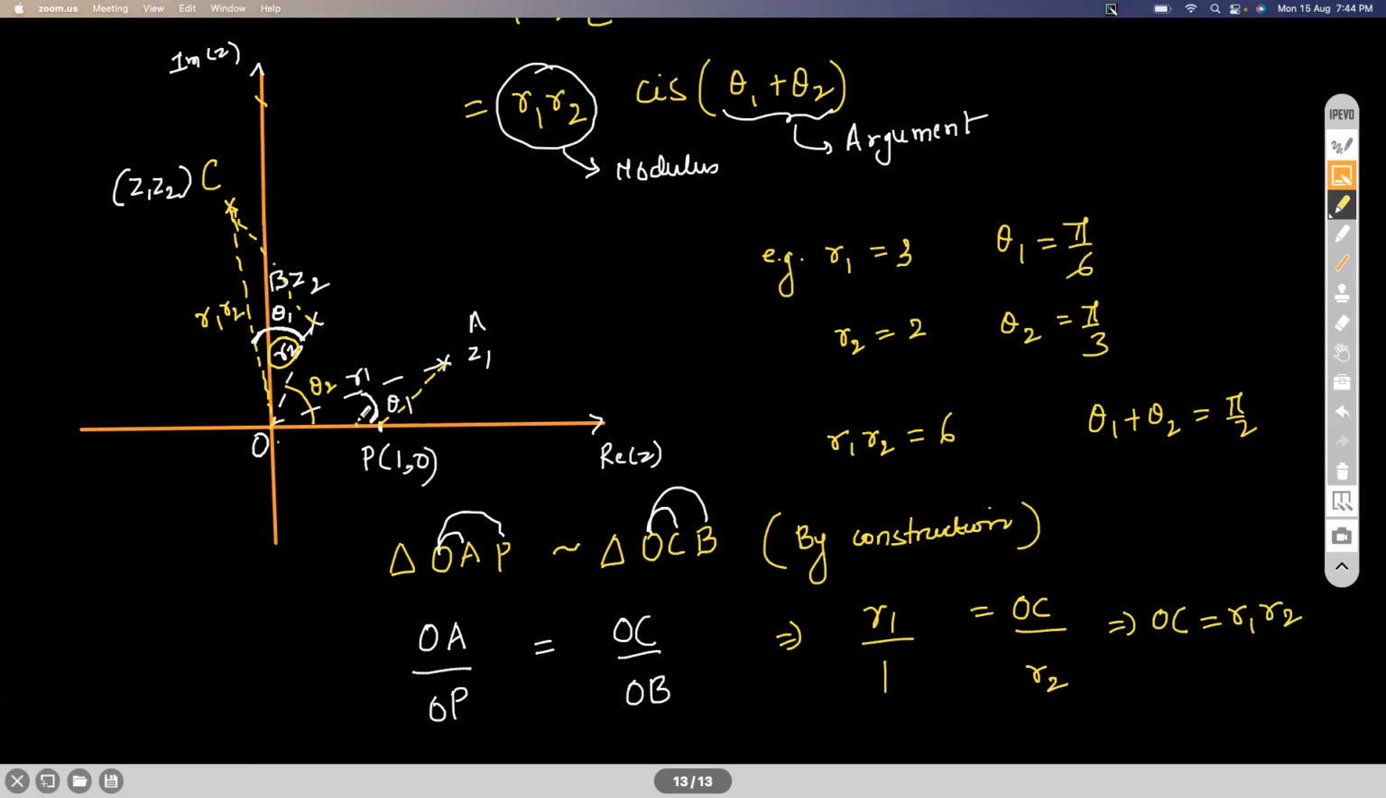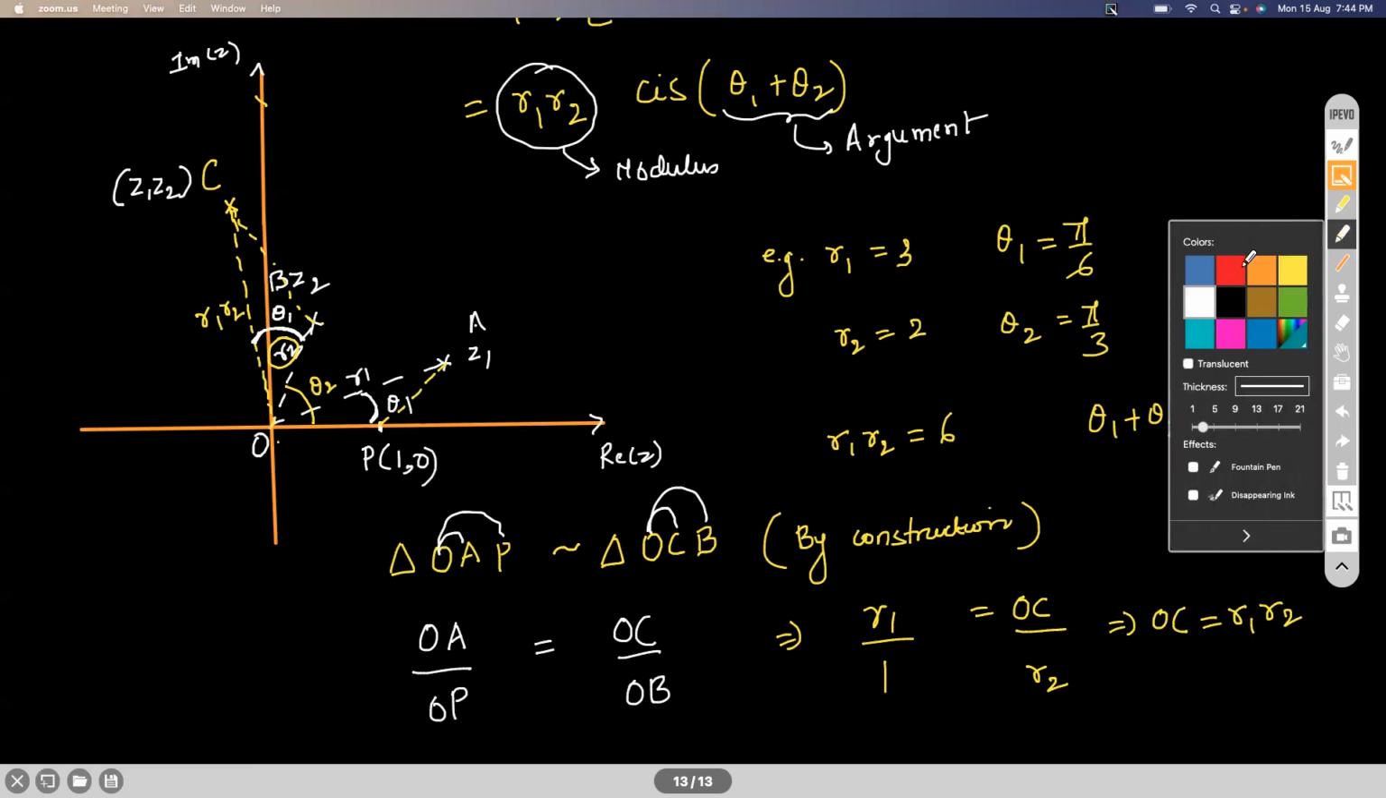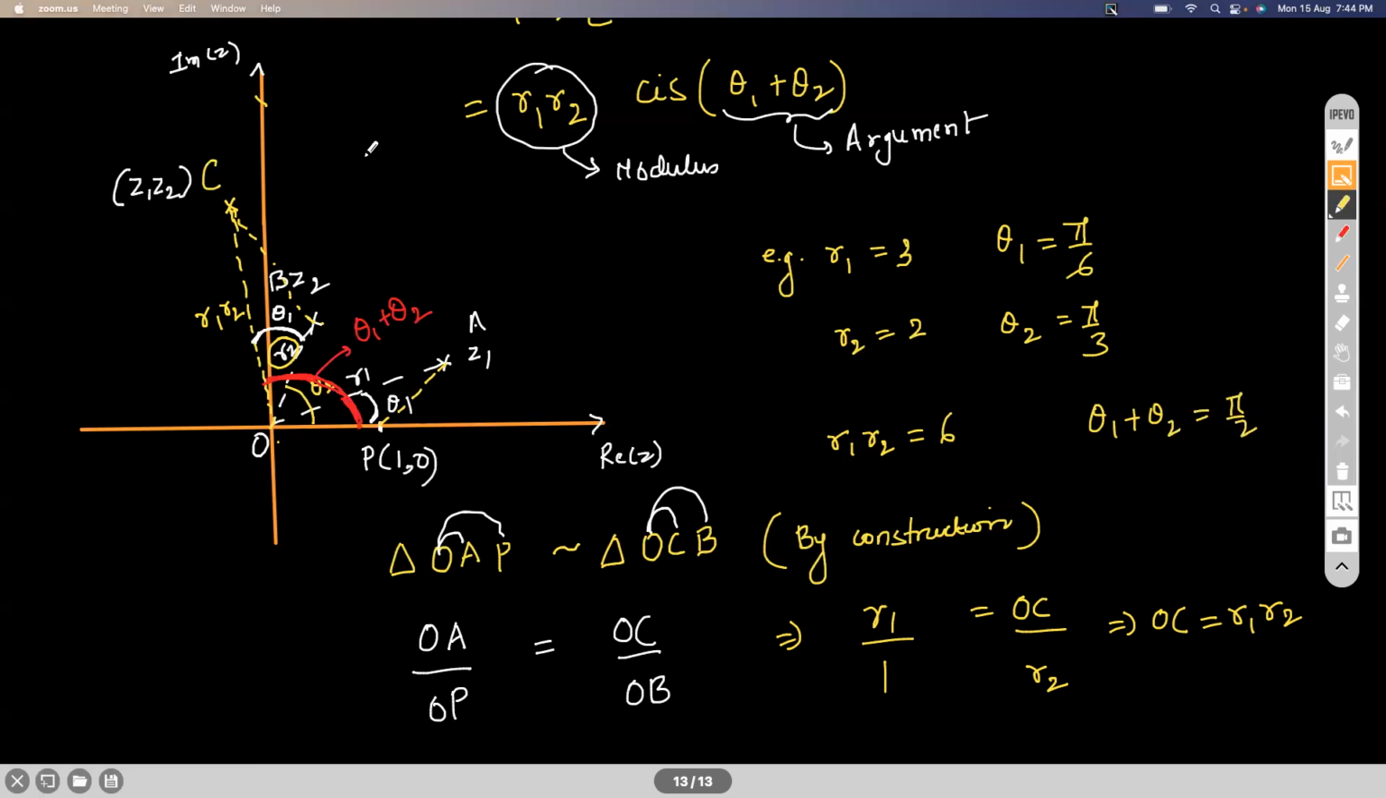And if you see the entire angle from here to here, maybe I'll use a red pen for that. If you see this entire red angle, how much is this? From here to here it is θ1, right? In fact, from here to here it's θ2, and from here to here it's θ1 again. So the total angle here is θ1 plus θ2. So clearly this position has to be your Z1 into Z2, because for Z1 into Z2, my modulus was R1 R2 and argument was θ1 plus θ2. So by construction, this is your location of Z1 Z2.